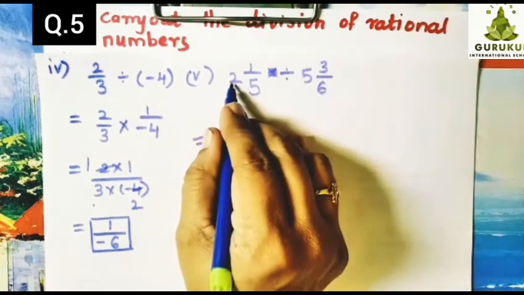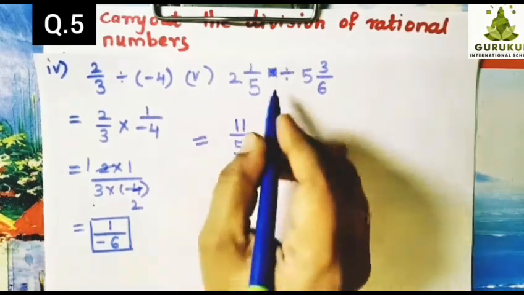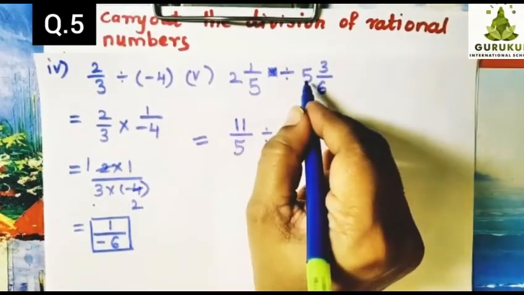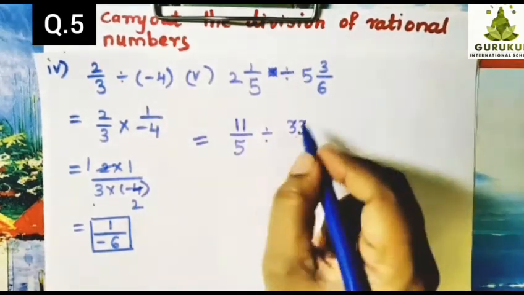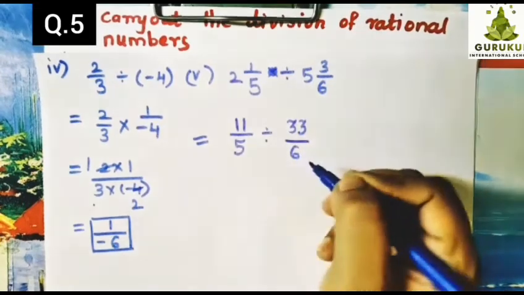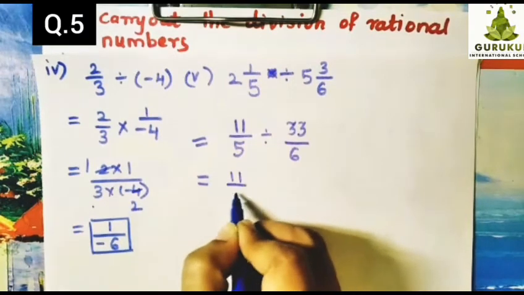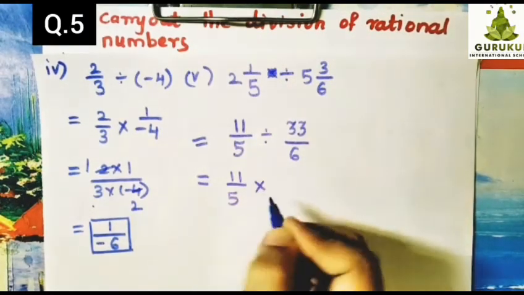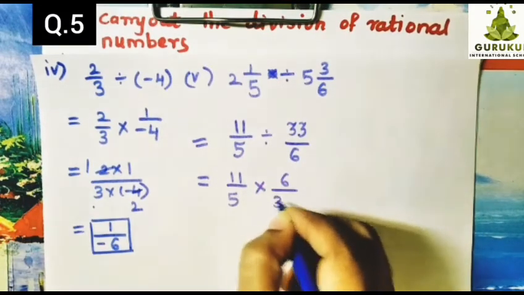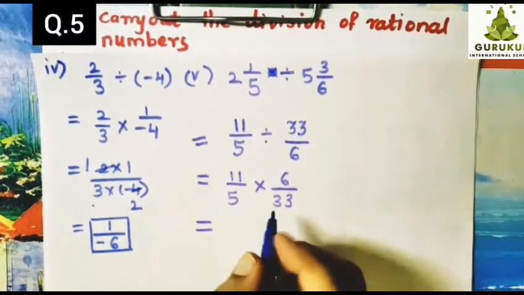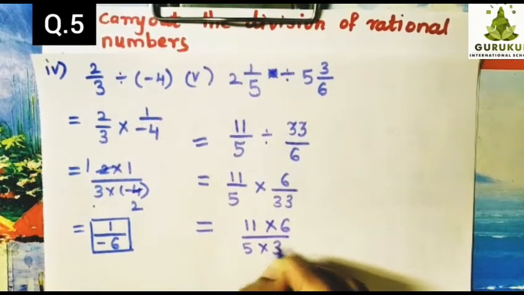That is 5 2s are 10, 10 plus 1, 11. So it will come 11 upon 5 divided by 6 5s are 30, 30 plus 3 will be 33 upon 6 as it is. Okay. So same way 11 upon 5. Convert this to multiplication, so it will become inverse way, that is 6 upon 33. That is equal to 11 into 6 upon 5 into 33.